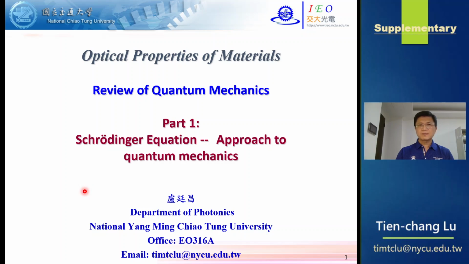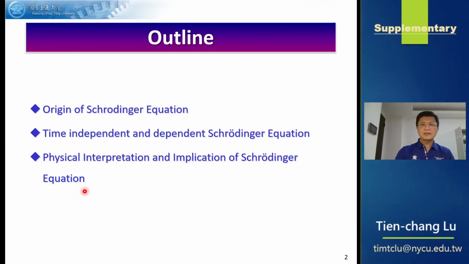So this is the first part, which is about the Schrödinger equations. I'm going to introduce to you the basics of the Schrödinger equations, and this is the fundamental approach to quantum mechanics. In this part, I'm going to show you the origin of the Schrödinger equation, and then the time-independent and the time-dependent Schrödinger equation. Following that, I'm going to give you the physical interpretation and the implications of the results of the Schrödinger equations.